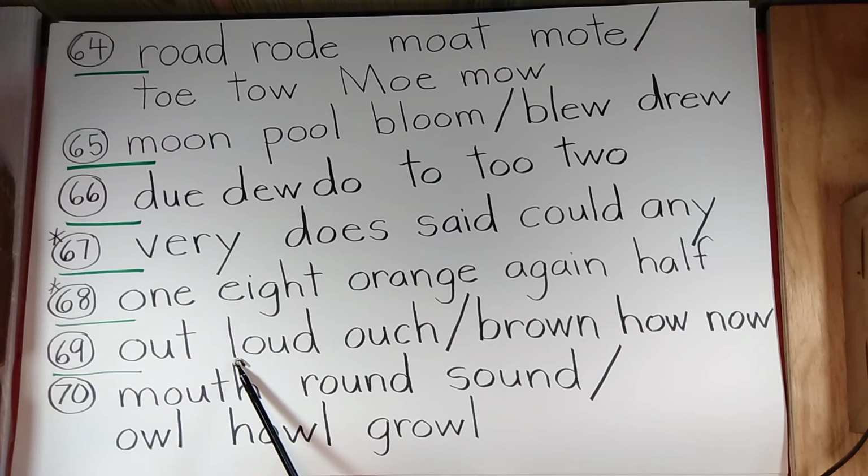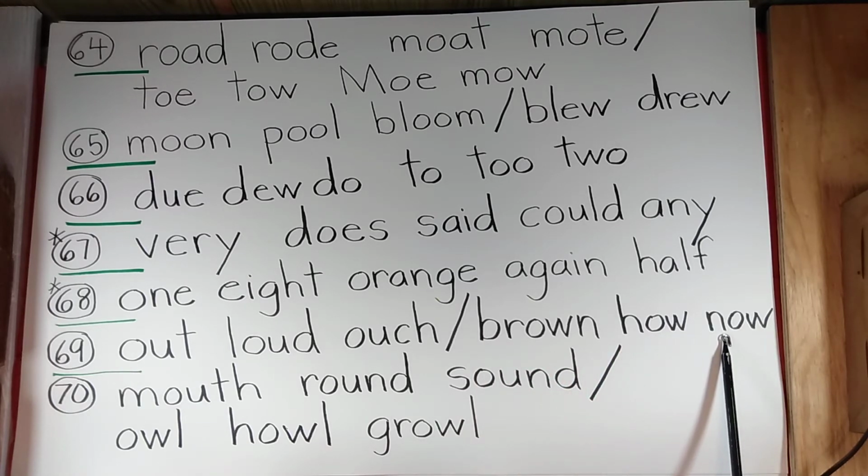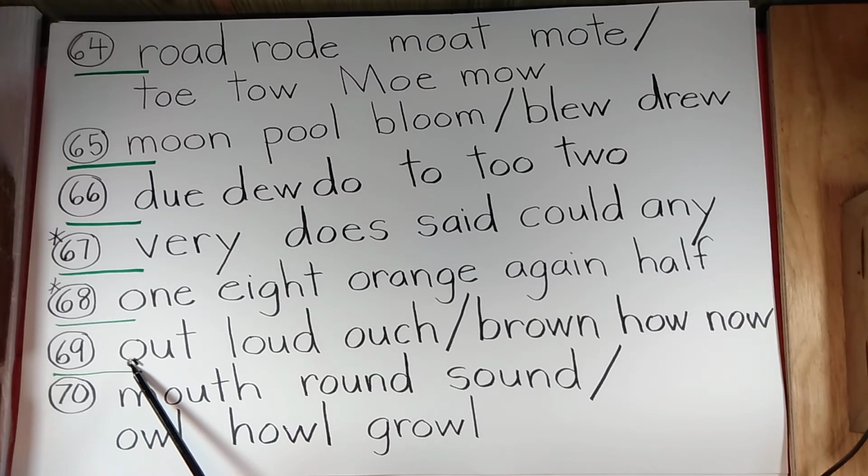Out, loud, ouch, brown, how, now. And there's two sections here because ow can be spelled with a combination of OU, like in out. It can also be spelled with an OW, and we said that OW could be O, but it can also be ow, like in brown or how.